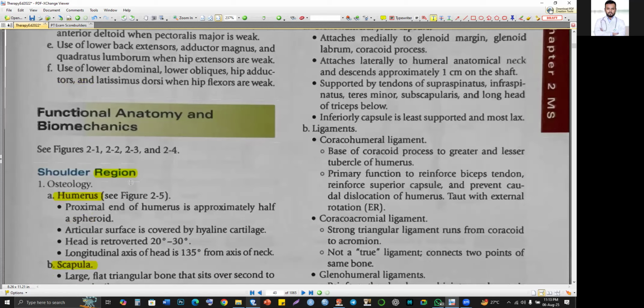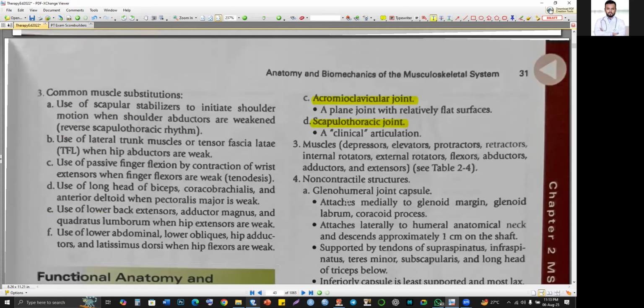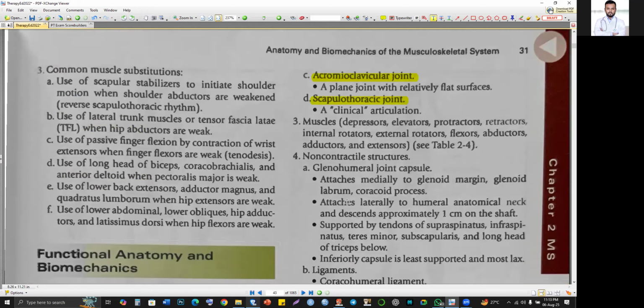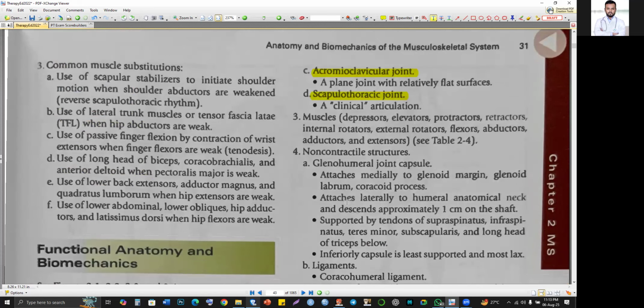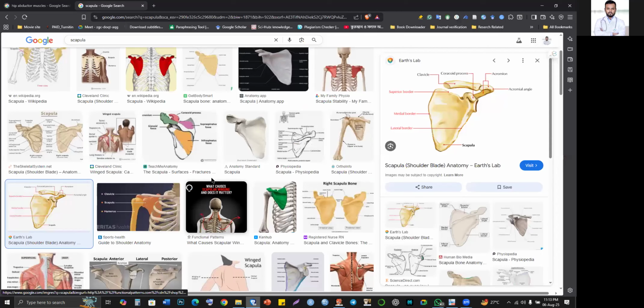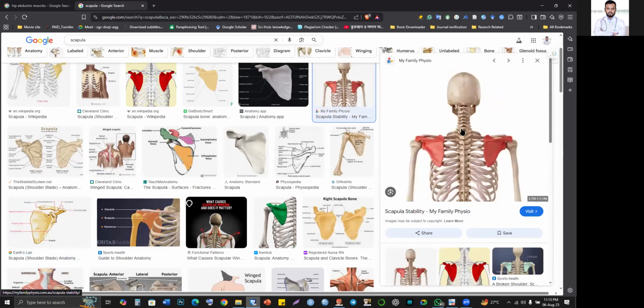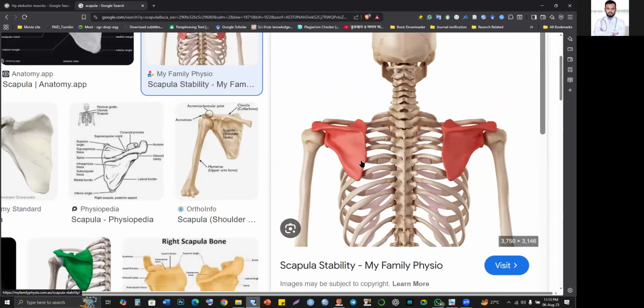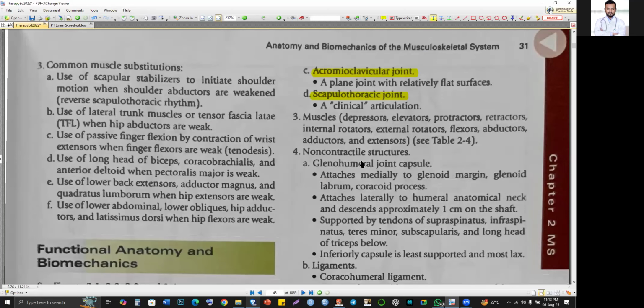Next, they said the acromioclavicular joint is a plane joint with relatively flat surfaces. In terms of the scapulothoracic joint, this is a clinical articulation. It is not an actual joint like the others. If I open this picture from Google, you can see here is the scapulothoracic joint.